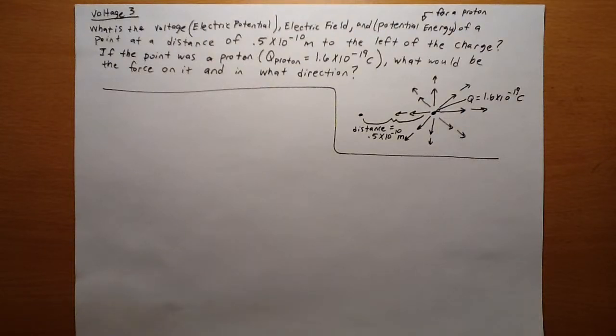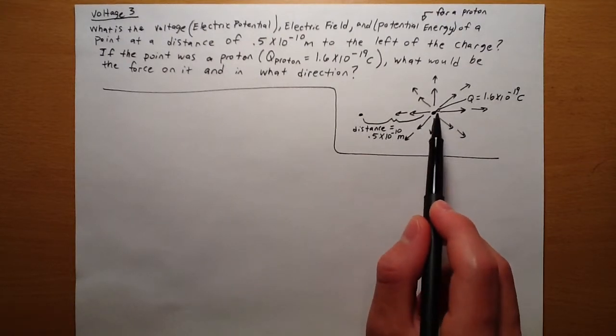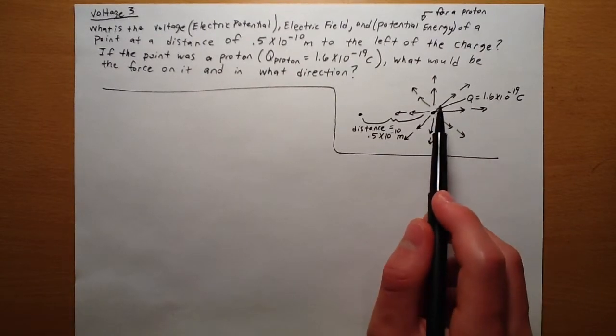This is a problem that will test the abilities we've just acquired. It's going to test our ability to find voltage, define electric field, potential energy, and force. So the first thing this problem asks us to solve is what is the voltage going to be at this point right here due to this 1.6 times 10 to the negative 19 Coulomb charge right here.